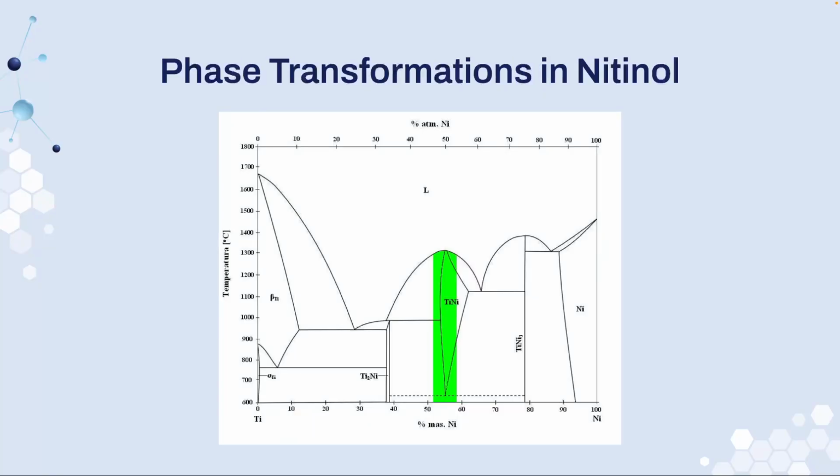So this slide shows the binary phase diagram of the titanium nickel system. The x-axis represents the nickel composition, while the y-axis shows temperatures in degrees Celsius. The green region, where the titanium nickel intermetallic compound exists, is critical for nitinol formation, which occurs at around 50 to 51 atomic percent nickel. As the temperature increases, nitinol exists in the austenite phase, which is cubic, and upon cooling, it undergoes a phase transformation to the martensite phase, which is easily deformed. This reversible transformation is what enables the shape memory effect and superelasticity.